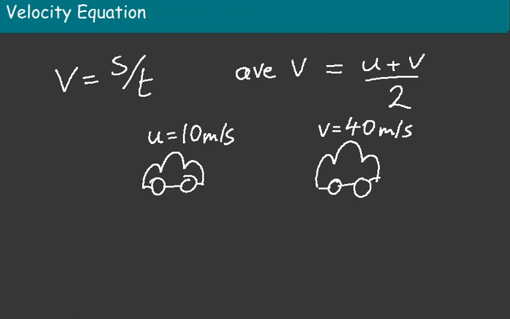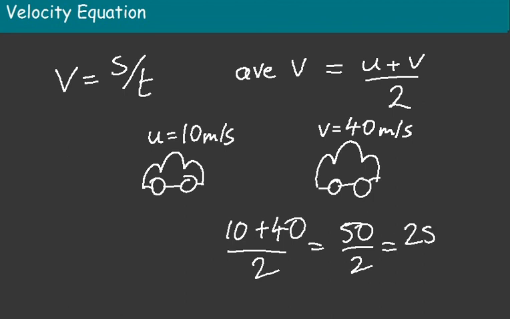Okay. For any further calculations we do, we can't use 10 meters per second as being the velocity because it was only doing that at the start. We can't use 40 meters per second for the velocity because it was only doing that at the end. So what we have to do is work out an average of those two velocities. So we would just add the two of them together and divide by 2, which gives us 50 divided by 2, which is 25 meters per second. Okay, and that would be our average velocity for that entire journey.